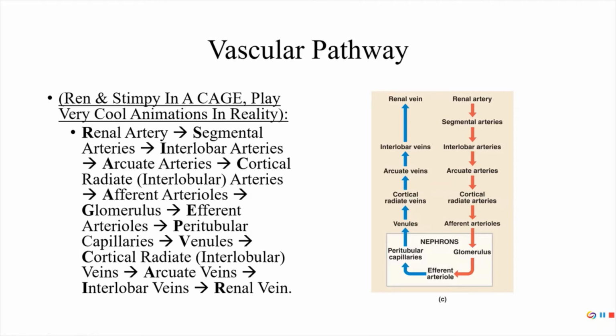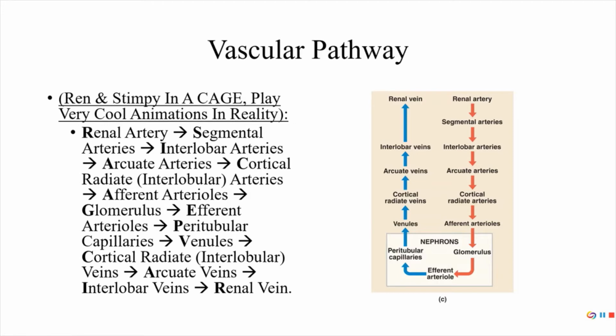Now we are out of our glomerulus. In our efferent arterioles, we have the peritubular capillaries. Play, very, venules. Cool, cortical radiate veins. Animations, the A, arcuate veins. N, interlobar veins. Reality, the R in reality is renal vein. And this is the renal vascular pathway.